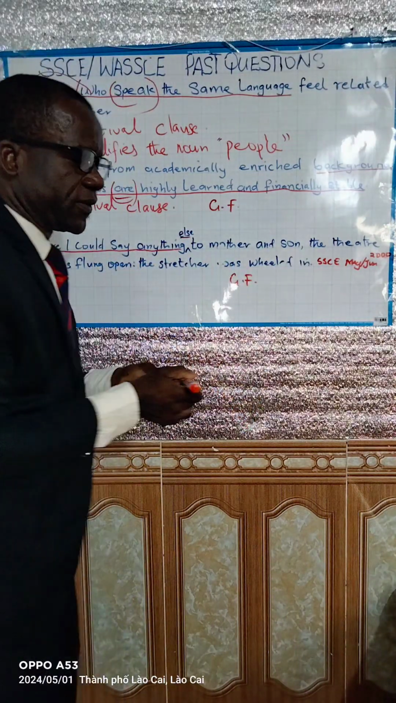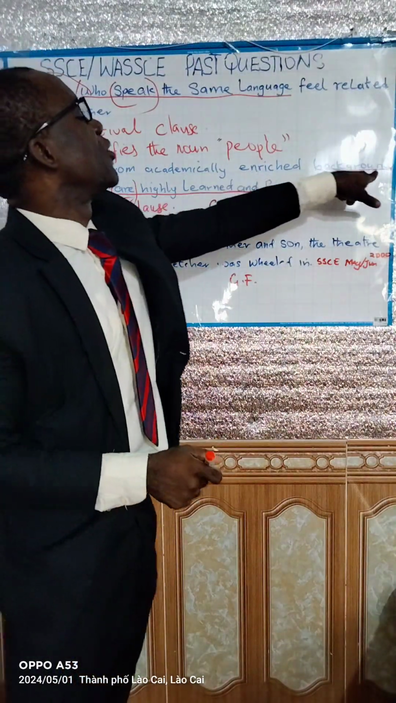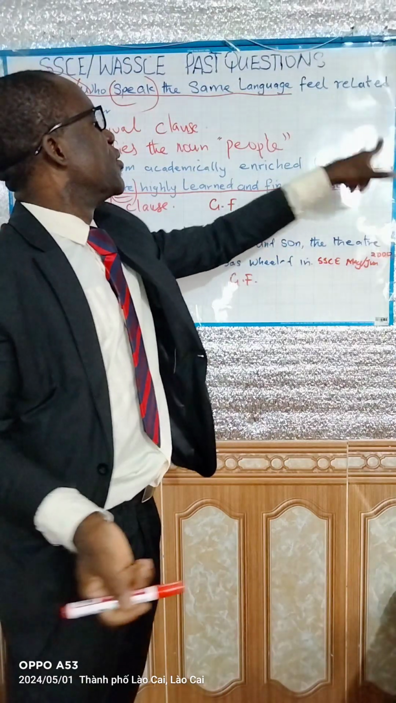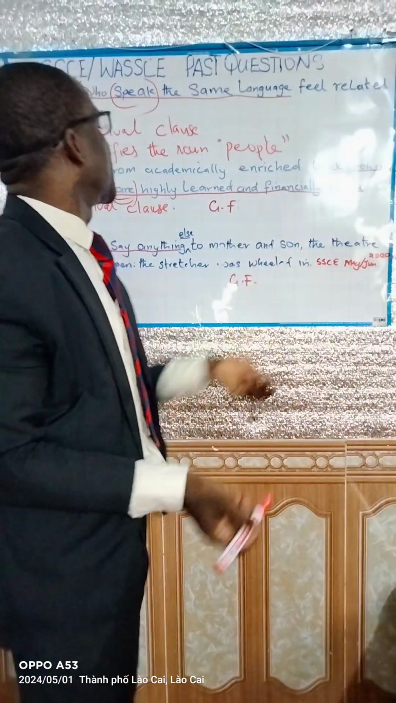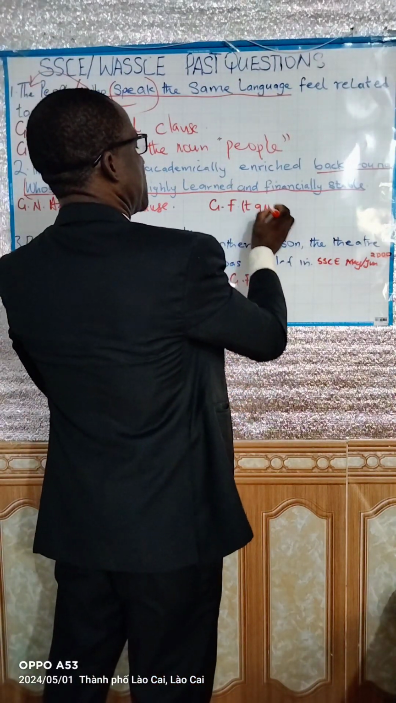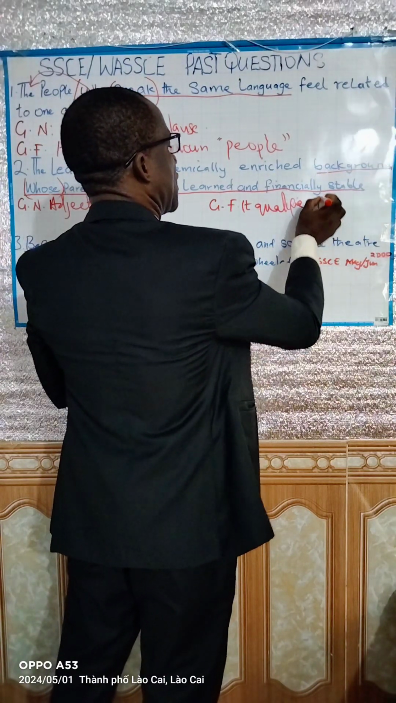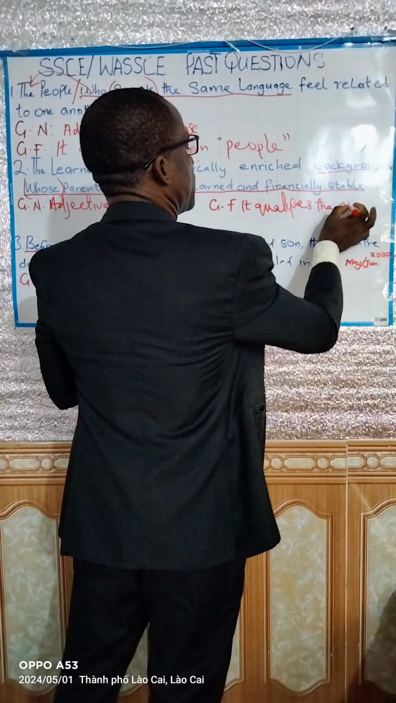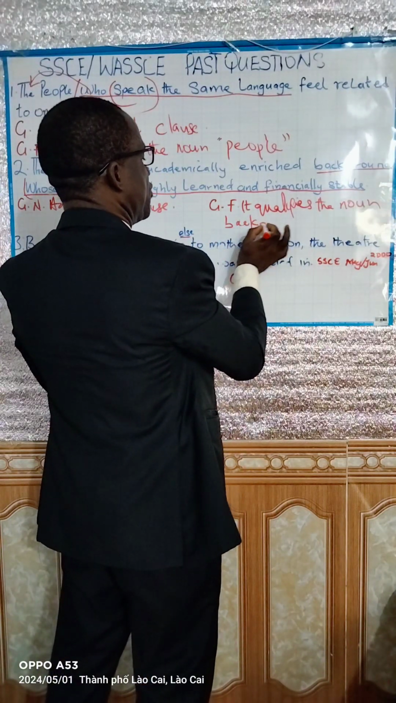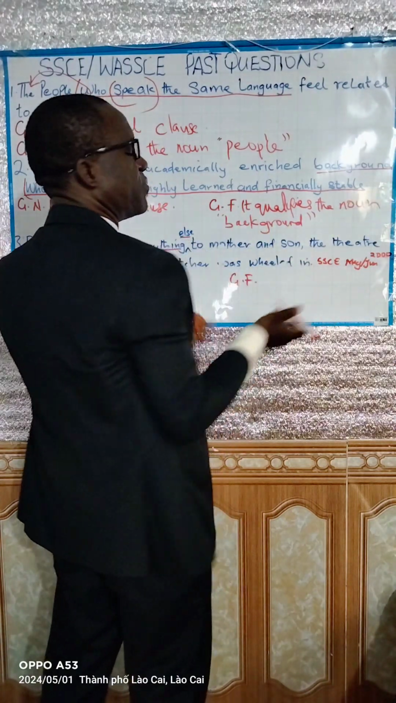Now, what's the function? Again, it is qualifying that noun it comes after, which is background. So it qualifies the noun background. Very simple. It qualifies the noun, the noun background. Don't forget that we put our background in inverted comma. Simple.